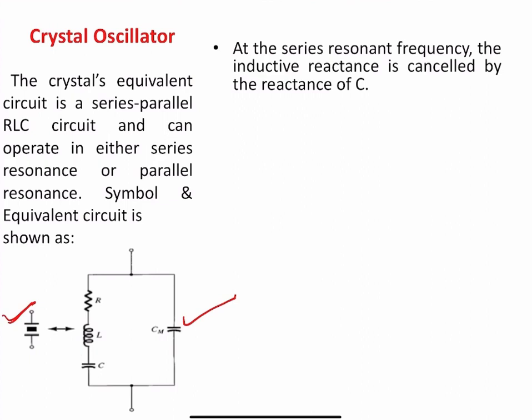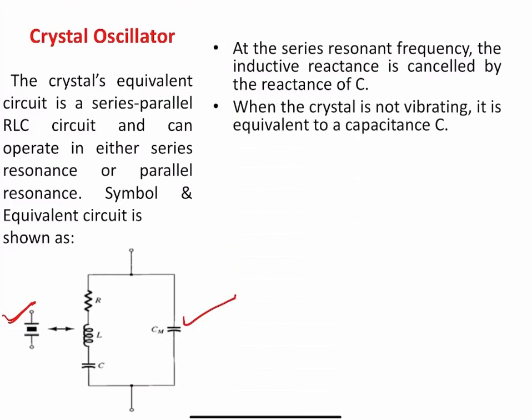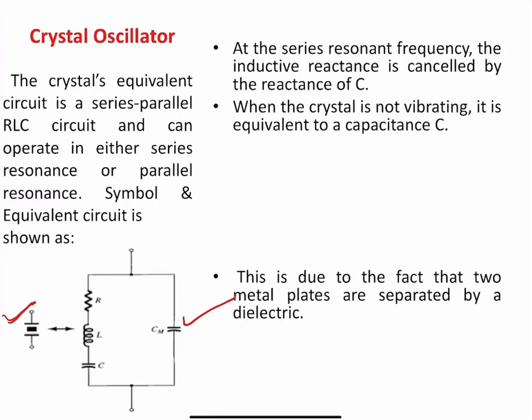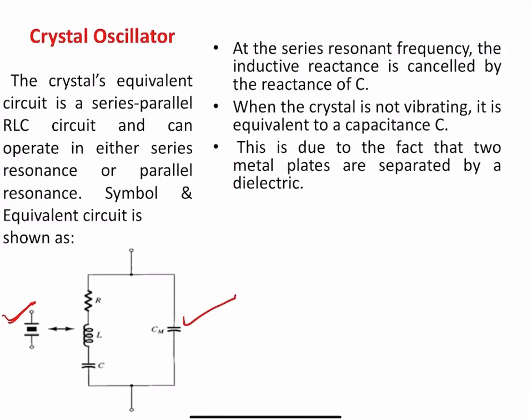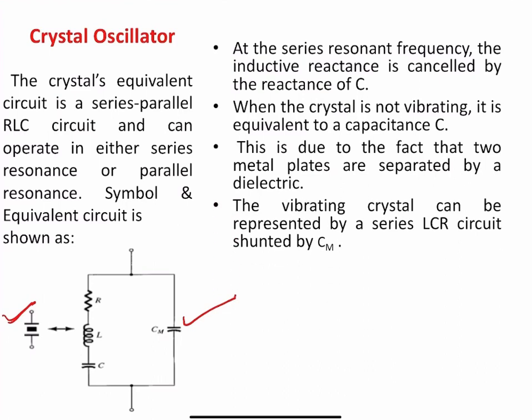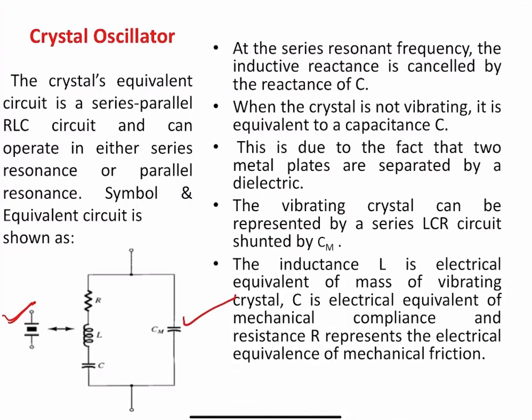At series resonance, inductive reactance is cancelled by the reactance of C. When the crystal is not vibrating, it is equivalent to capacitance C. This is due to the fact that two metal plates are separated by the dielectric. A vibrating crystal can be represented by the series RLC circuit shunted by Cm, and inductance L is the electrical equivalent of the mass of the vibrating crystal. C is the electrical equivalent of mechanical compliance, and resistance R represents the electrical equivalent of mechanical friction. These are the RLC components.